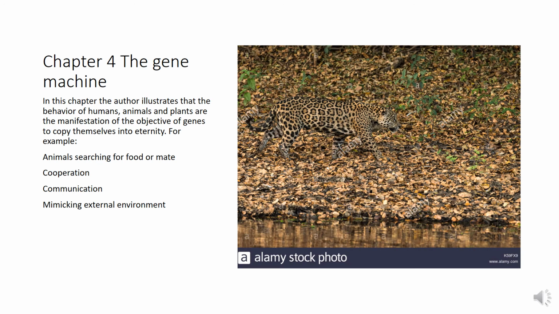Chapter 4. The Gene Machine. In this chapter, the author illustrates that the behavior of human beings, animals and plants is the manifestation of the objectives of genes to copy themselves into eternity. For examples, animals searching for food or mate, cooperation, communication, mimicking external environments.